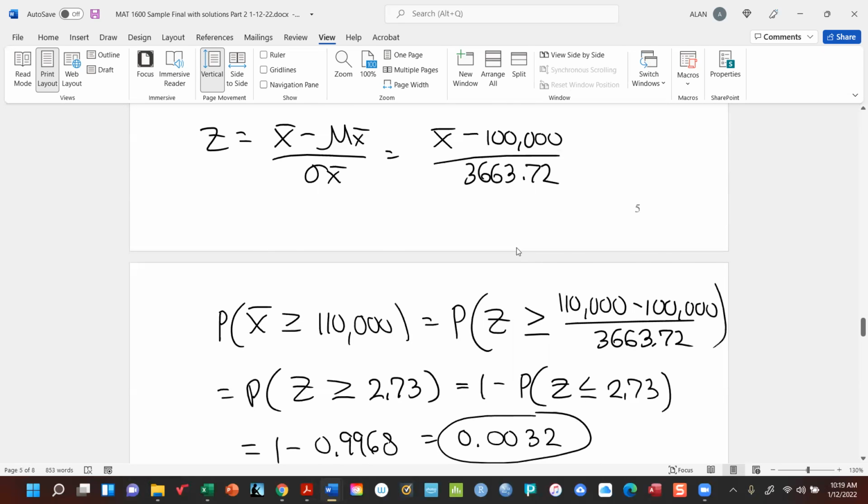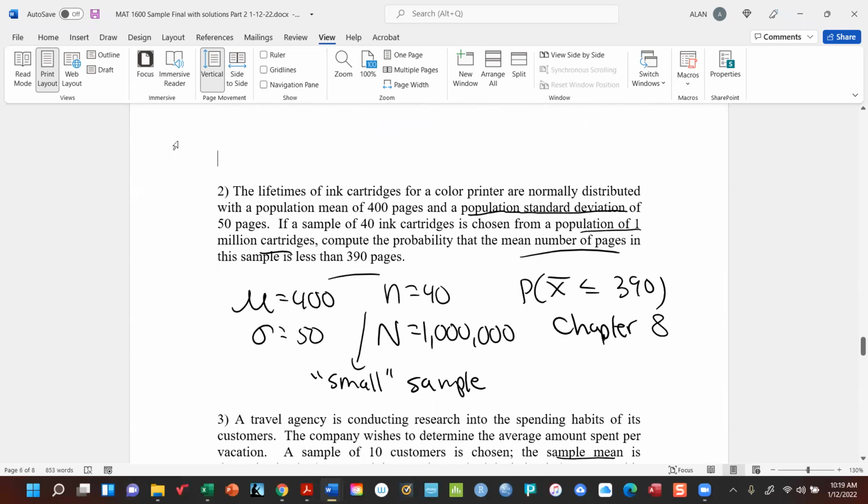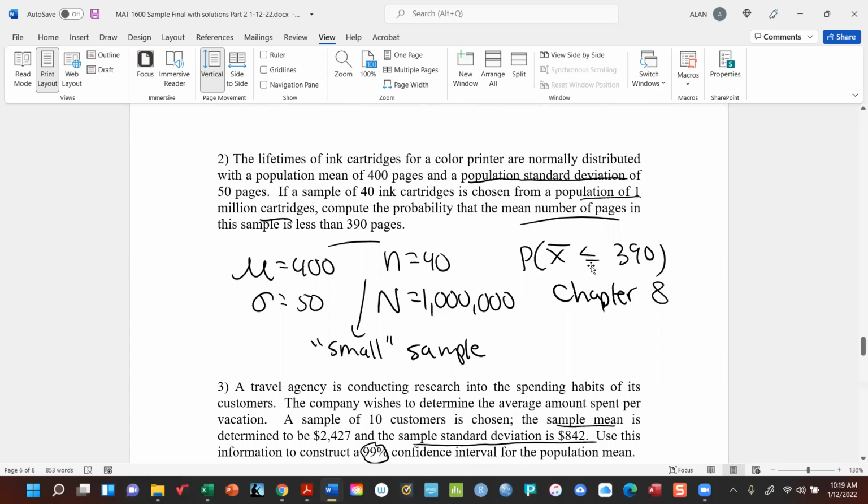Now, the next one is very similar because if you look at it carefully, you'll see once again, we're being asked to calculate a probability for the average, the mean number of pages. This involves ink cartridges where we're thinking about how many pages they can print. So we're given all the information. The population in this case is enormous. This company has made 1 million cartridges and they're going to take a sample of 40.